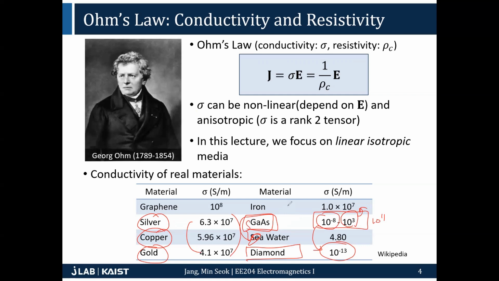So here, what you need to know is that materials have a large variety of conductivity, ranging from 10 to the minus 13 to 10 to the 7 or even 10 to the 8. High conductivity material is called metal. Low conductivity material is called insulator. And the materials in between are called semiconductors.